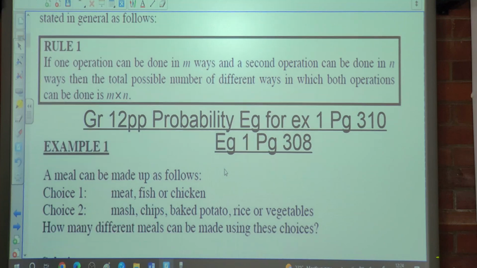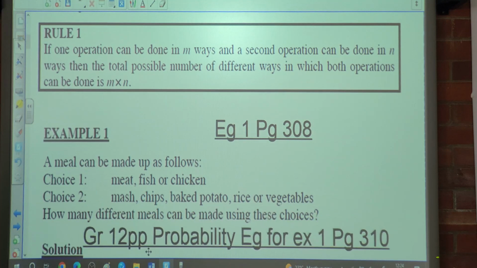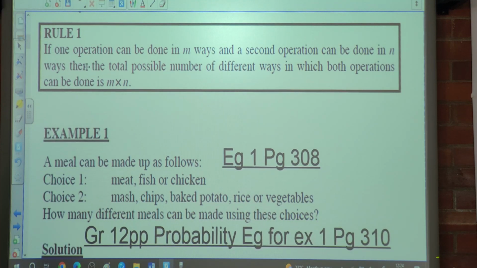So, they've got the rules. The first rule is rule 1. You guys can write this down. We are told that if one operation can be done in m ways, and the second operation can be done in n ways, then the total possible number of different ways in which the operation can be done is m times n. Okay, so pause the video at this point.